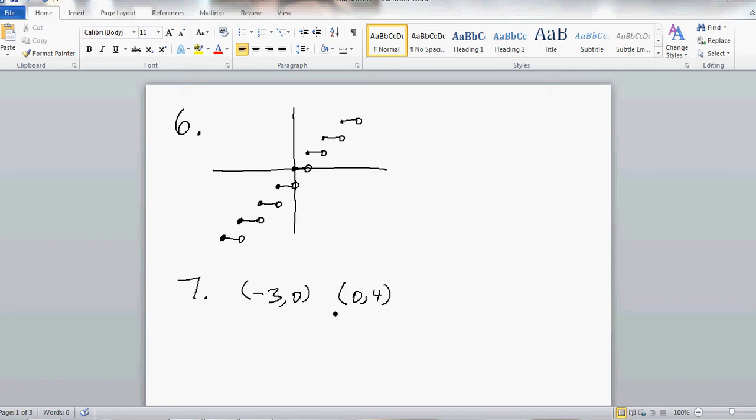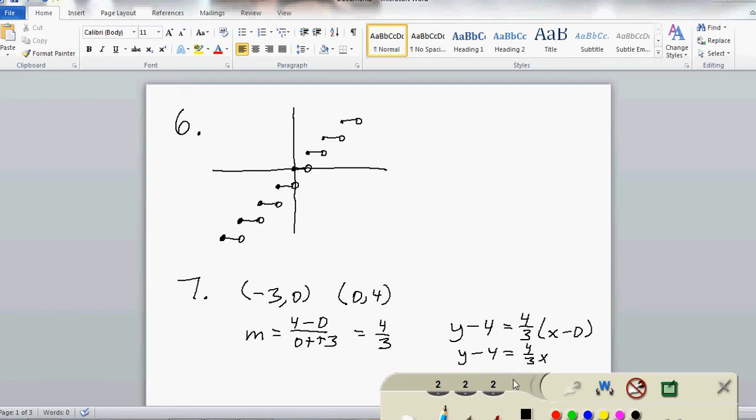Well, some quick review would say that means we first of all need to find the slope. So the slope would be 4 minus 0 over 0 minus -3, which equals 4/3. So the slope is 4/3. And then we need to put this into point slope form. So I'm going to just choose this point and this slope right here, and so we get y minus 4 equals 4/3 times x minus 0. And then just cleaning this up, it's y minus 4 equals 4/3 x.